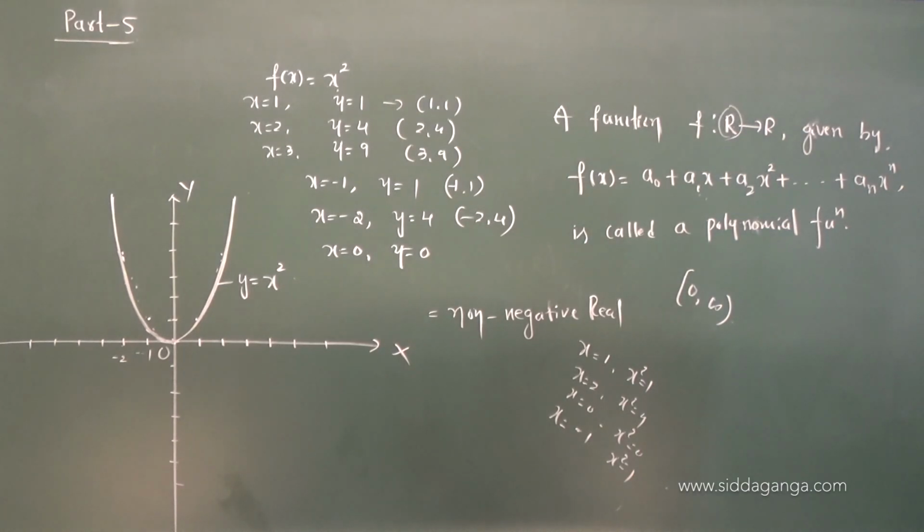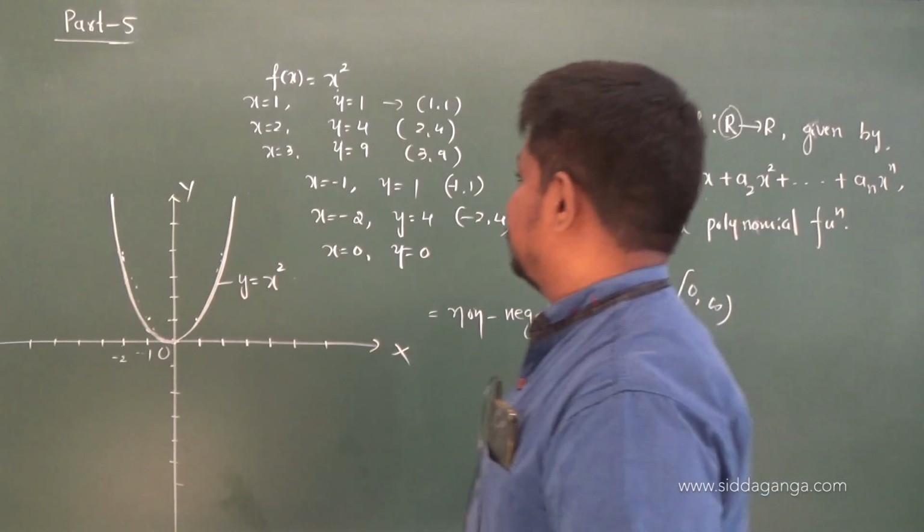Okay, this is about the polynomial f of x is equal to x square. Sometimes they also ask another question, f of x is like x cube.